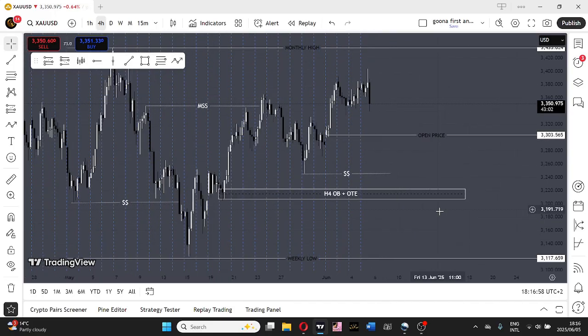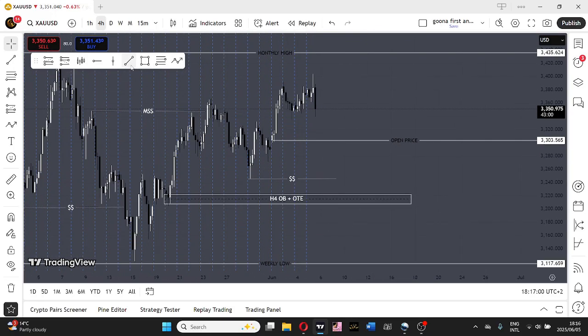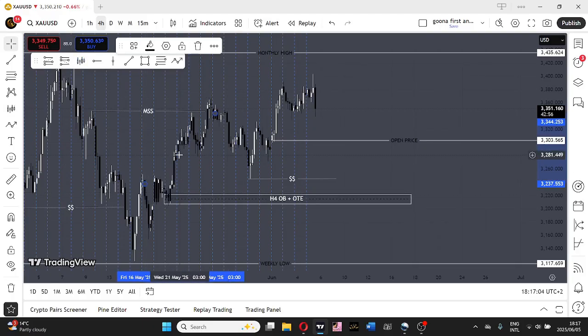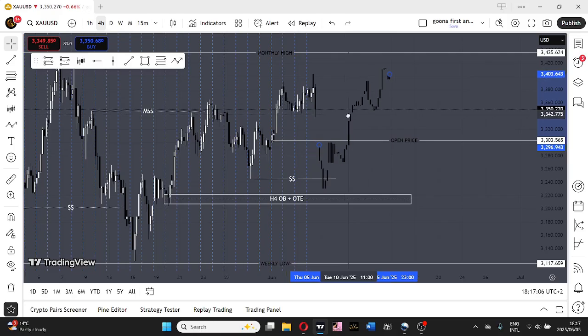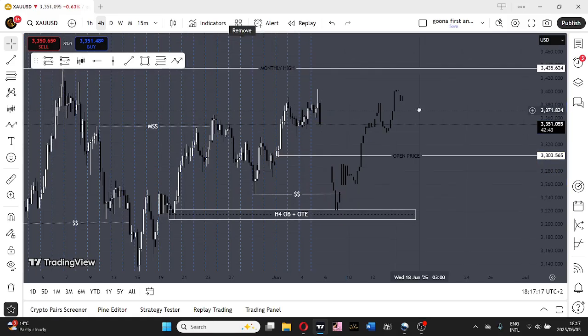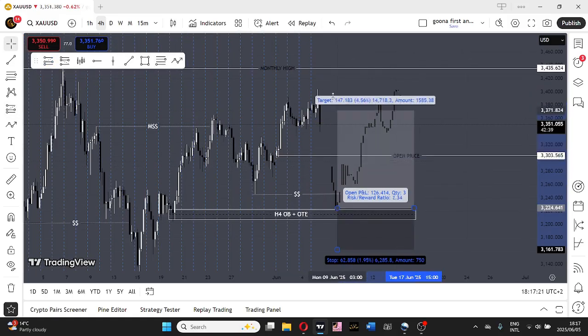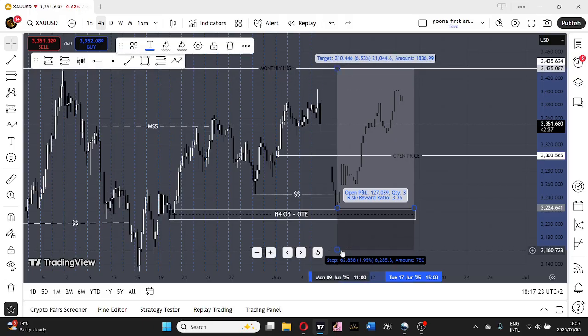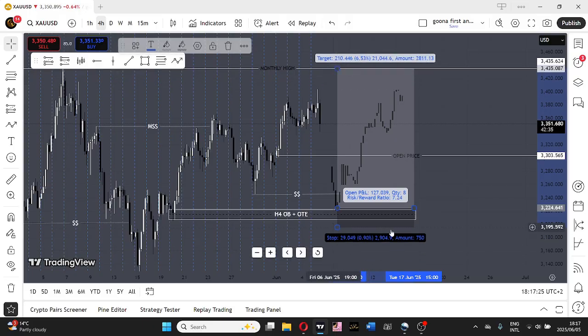So now, this is what I'm expecting to happen. Something like this. Price is gonna keep moving, playing around here, and come down here, enter here, then move back up, and we're gonna be targeting the monthly high. And this is a swing setup. Stop loss right around here.